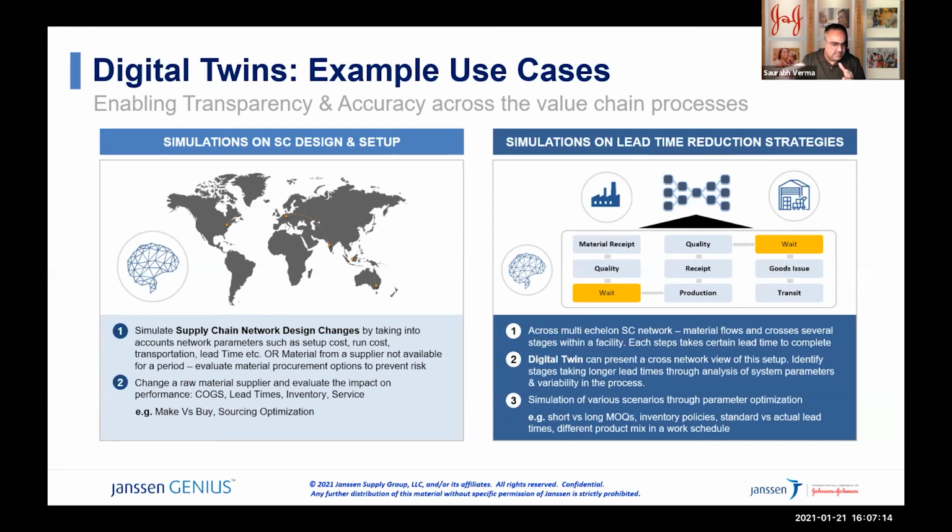And depending upon the stage we are at, in the launch stage, speed is the most important thing and cost is not the most important thing. And when you are in the late stage, the cost is the most important thing. So you can simulate those scenarios and then make decisions like sourcing optimizations, make versus buy. I think it's an excellent application of a digital twin.